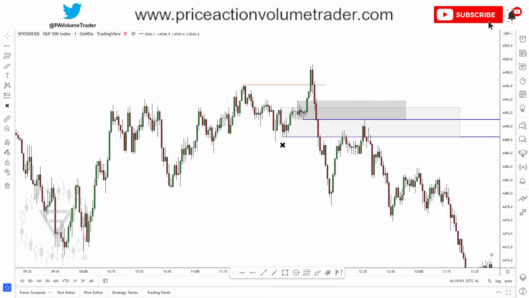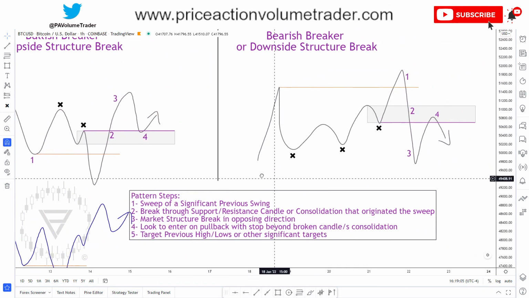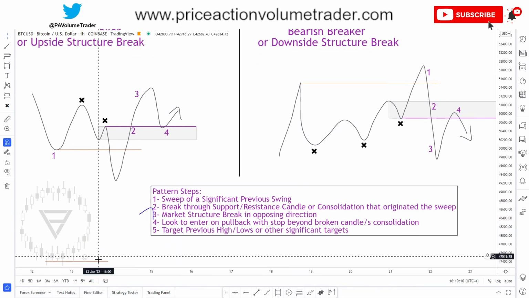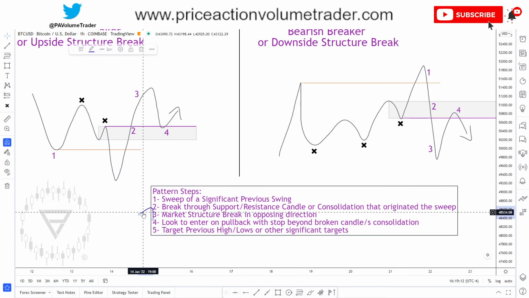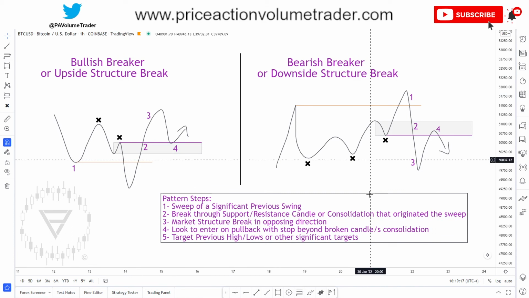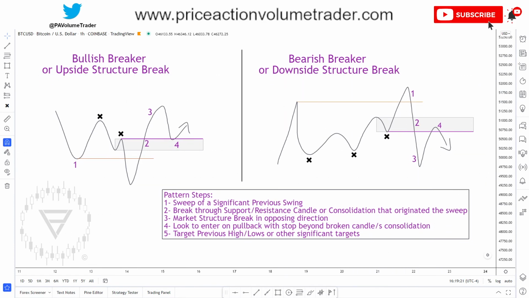So again, take this off. Let's just go back to this page so you can just copy this and just apply it, go back on your charts and just analyze all the steps and just look for this pattern to help you spot potential market structure breaks and trend reversals.